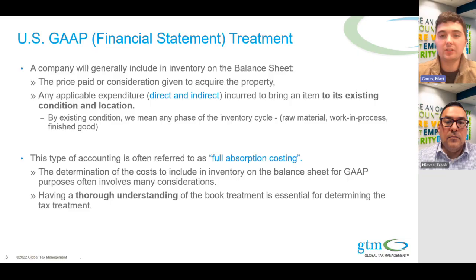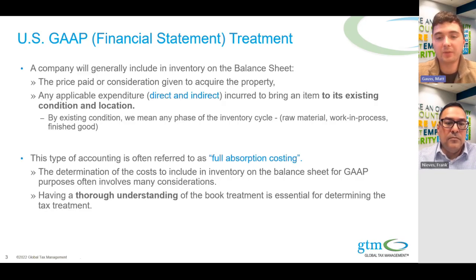A company will generally include the following in inventory on the balance sheet. One being the price paid or consideration given to acquire the property, and any applicable expenditure incurred to bring an item to its existing condition and location, which includes the costs incurred in the raw materials, work in process, or finished goods cycle of inventory. This type of accounting is typically referred to as full absorption costing.